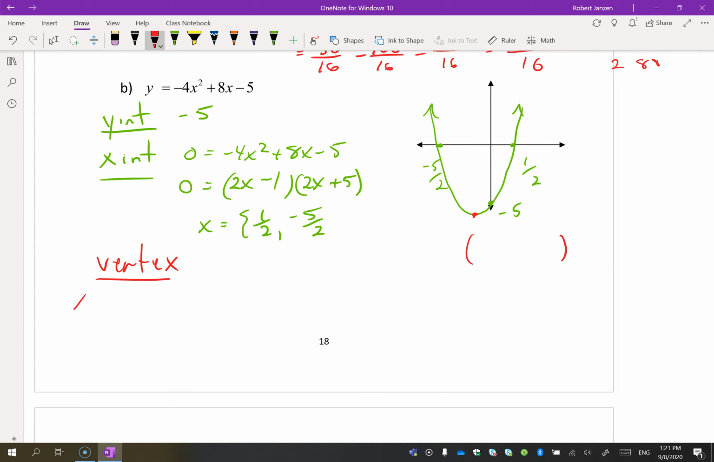So negative b over 2a is 1. Right, is that right? Oh, that's negative b over 2a. Yeah, that's positive 1. That's not right.